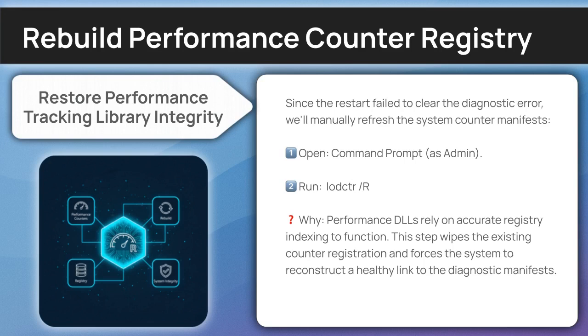First, open Command Prompt as admin. Second, you're going to type LODCTR /R, then hit Enter. Why are we doing this? Well, performance DLLs rely on accurate registry indexing to function. This step wipes the existing counter registration and forces the system to reconstruct a healthy link to the diagnostic manifests.